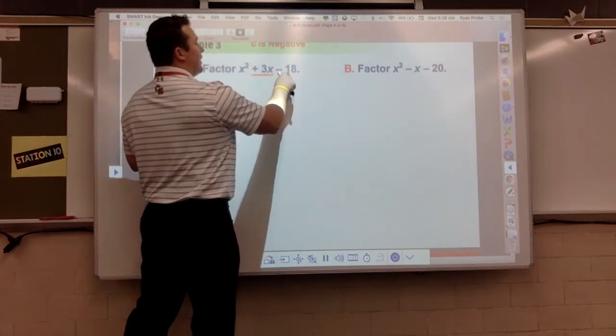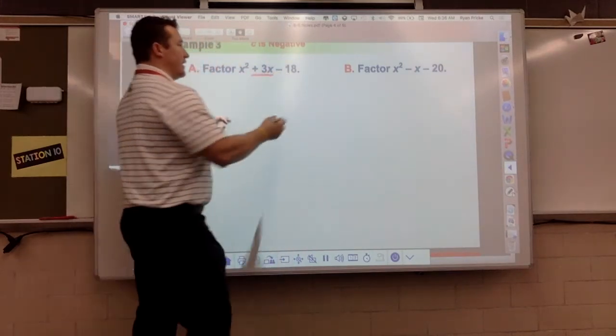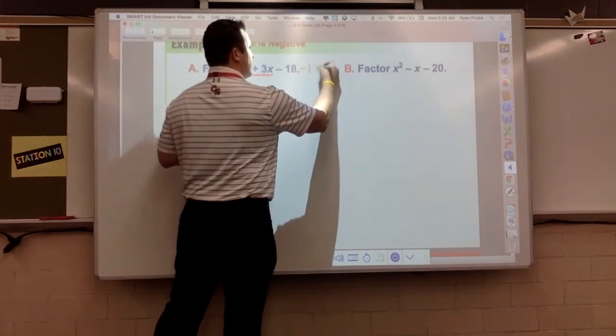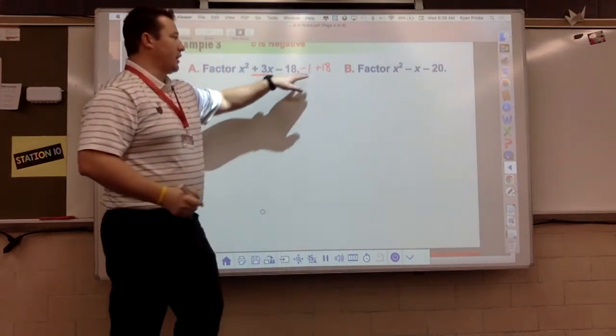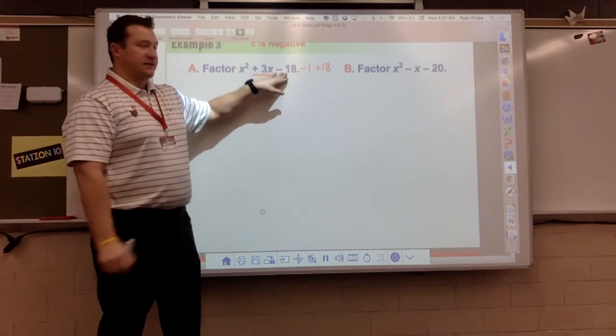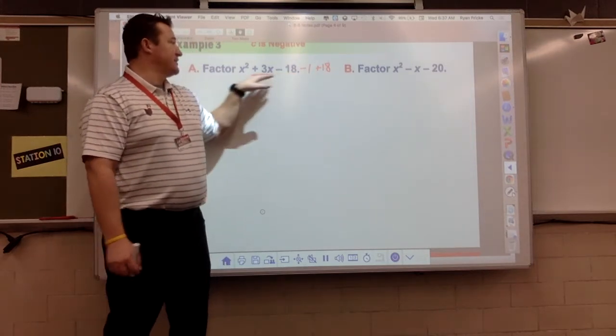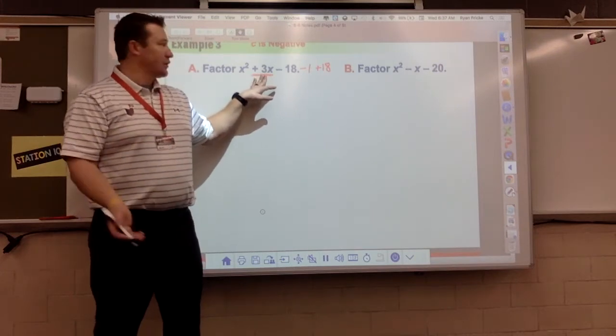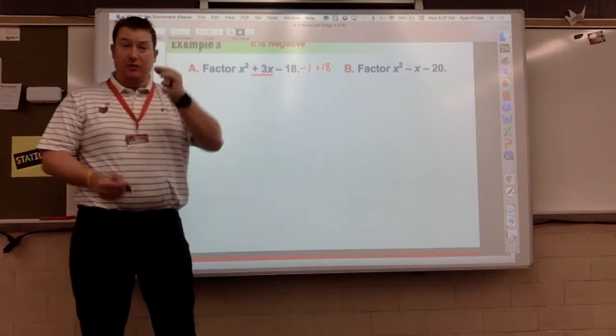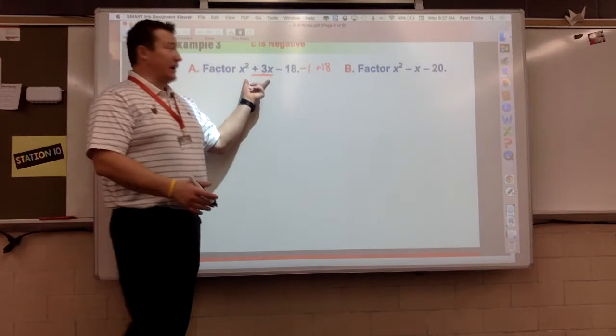So, factors of negative 18. I want negative 1 with positive 18. Here's what I'm talking about. These would multiply together to give me negative 18, of course, and when I add them, they add up to positive 17. Well, I'm looking for positive 3. But do you see how the positive number will make this middle term positive?